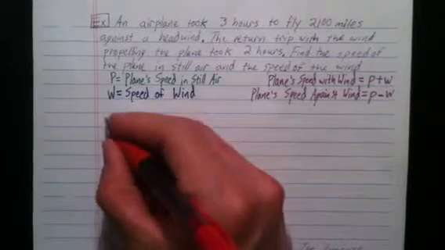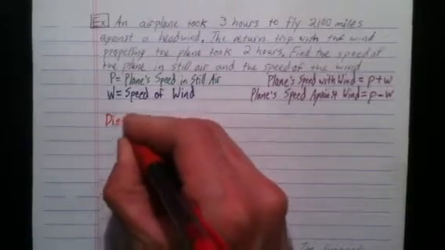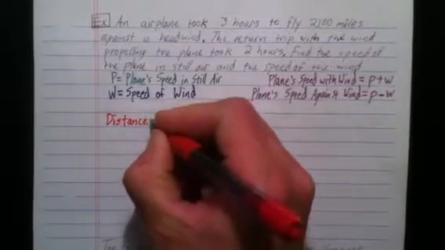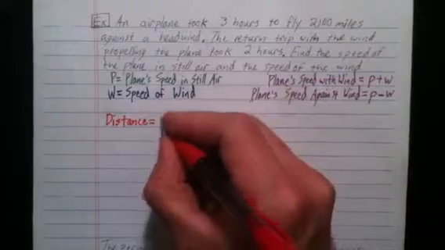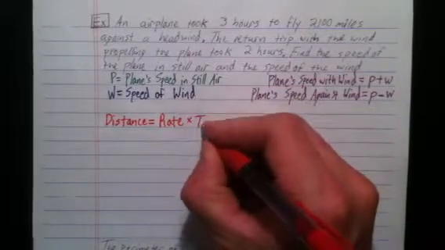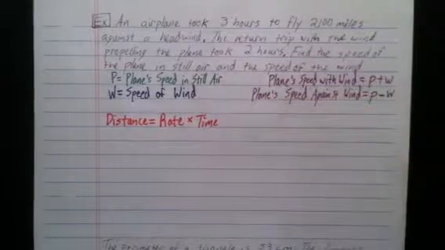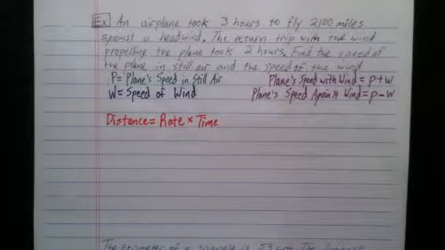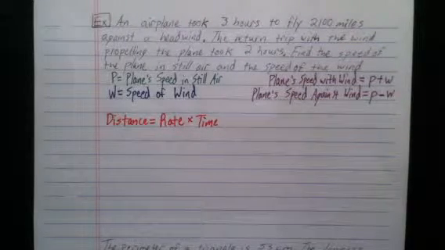Okay. So this problem does deal with distance, rates as speeds, and time, so we're going to need to use that formula, the distance formula, to set up our system. So let's recall that the distance formula, distance is equal to our rate, our speed, times time. How long were you traveling at that speed? Okay. So let's see what we can set up from the problem, what we know.